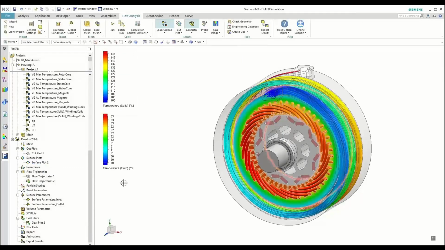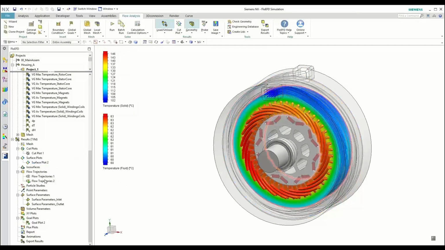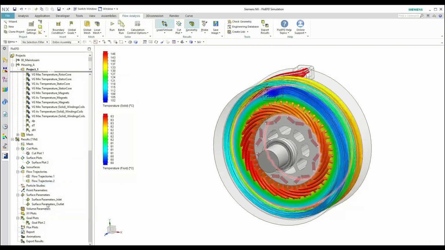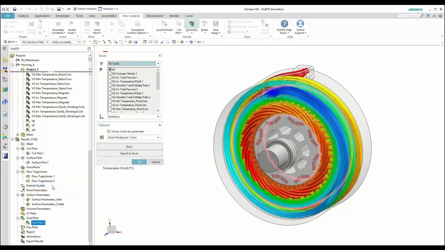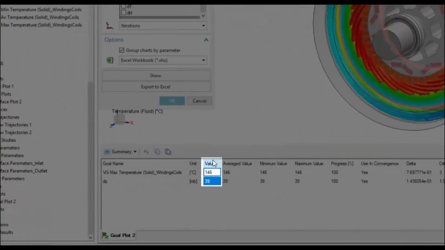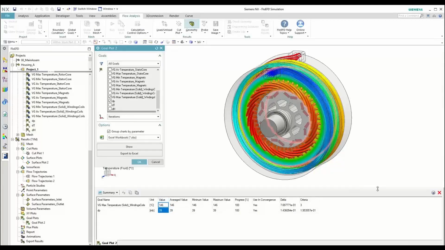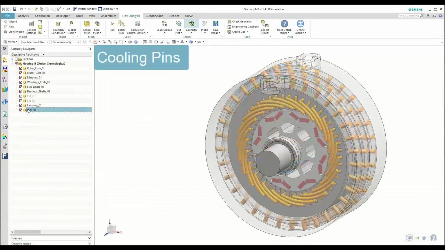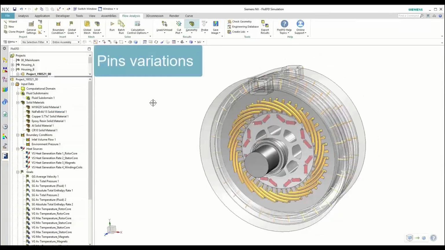So just building the results, and let's see the definitions. We're going to be looking into two results, the temperature and the pressure drop. The temperature is already at 146 degrees Celsius, which is well above the level that we need, which is pushing us more towards the 27% reduction in the torque. So we have to optimize the cooling techniques.